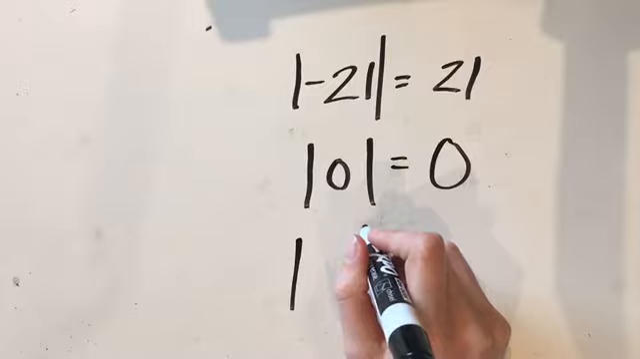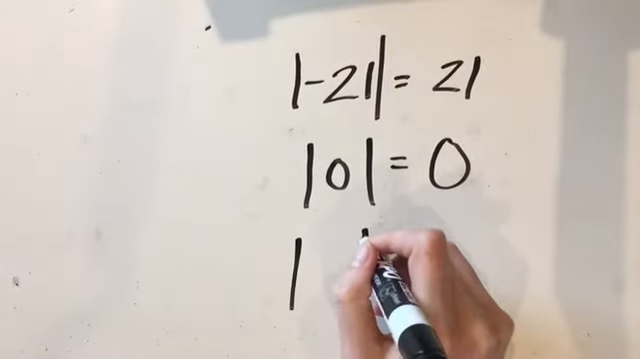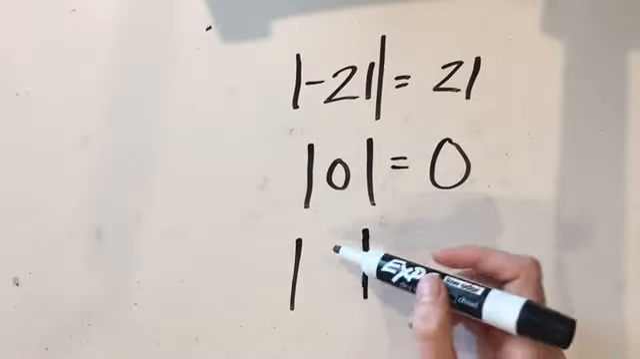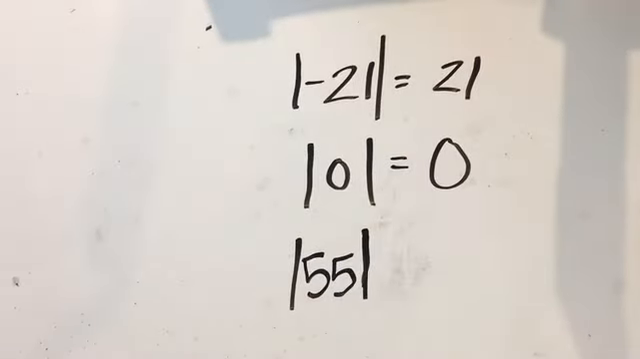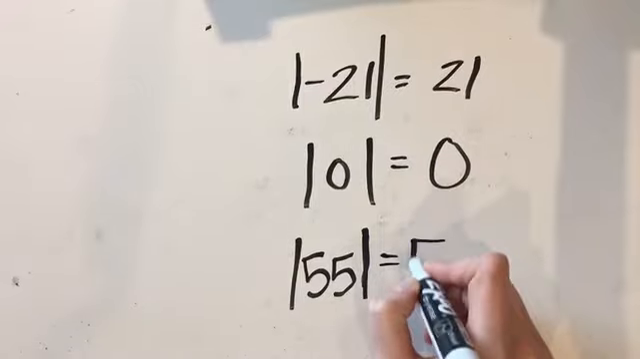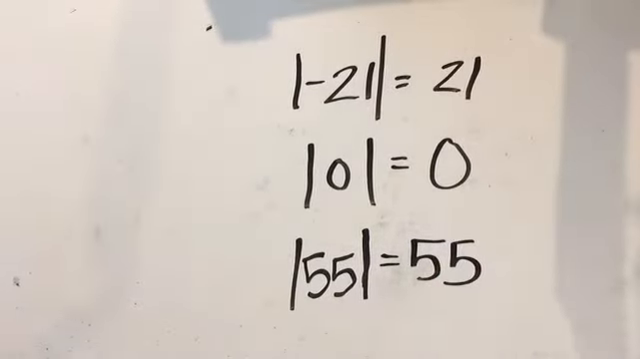Last one before we move on to our next half of this section, I should say, absolute value of 55. What is the absolute value of 55? Remember the definition, distance from 0. How far away from 0 on the number line would 55 be? Well, it would be 55 units. All right, with that, let's move on.